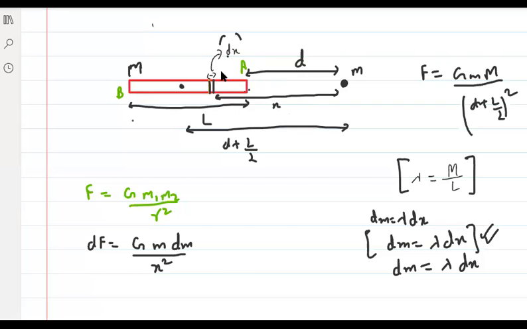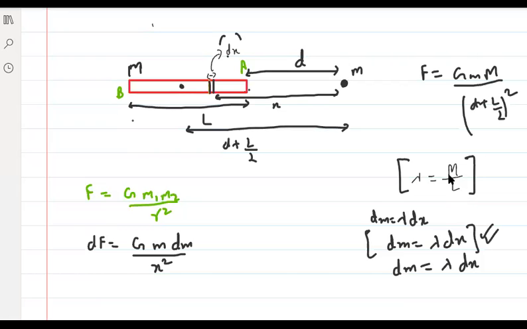Now, what is the mass of the small segment? That should be the second question. What is the mass of the segment? We know that the total mass is capital M and the total length is capital L.